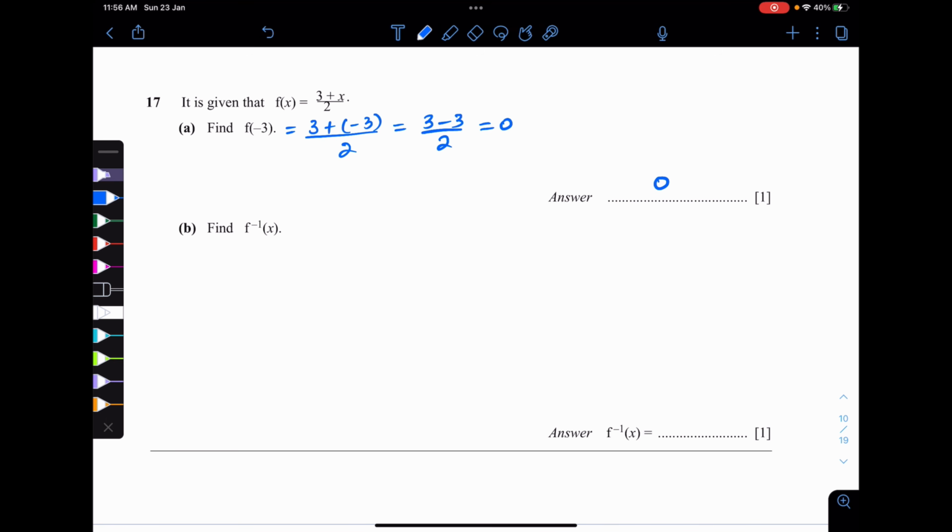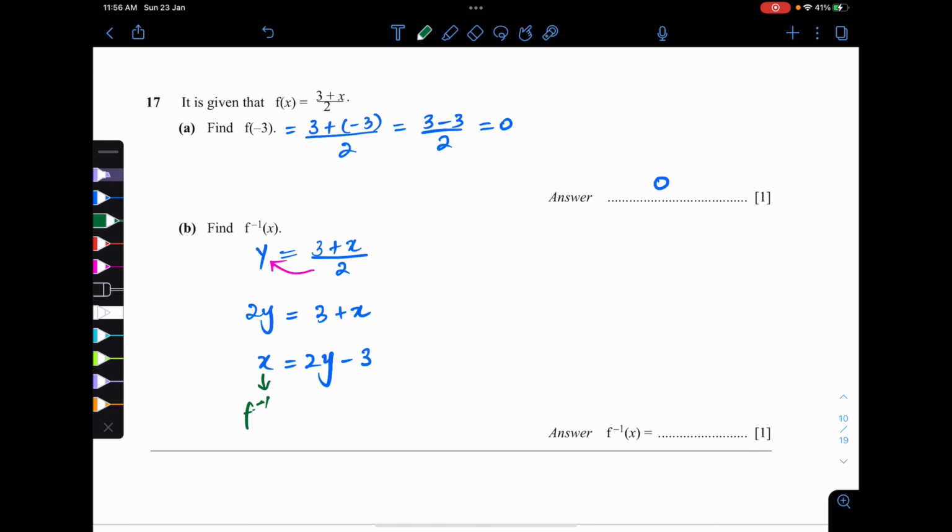F inverse of x, this is again a very simple one. y is equal to (3 plus x) over 2. And we're just going to make x the subject. So cross multiply this. 2y is equal to x plus 3, or 3 plus x. And x is equal to 2y minus 3. Now once you have that, the final substitutions: f inverse of x is equal to 2x minus 3.